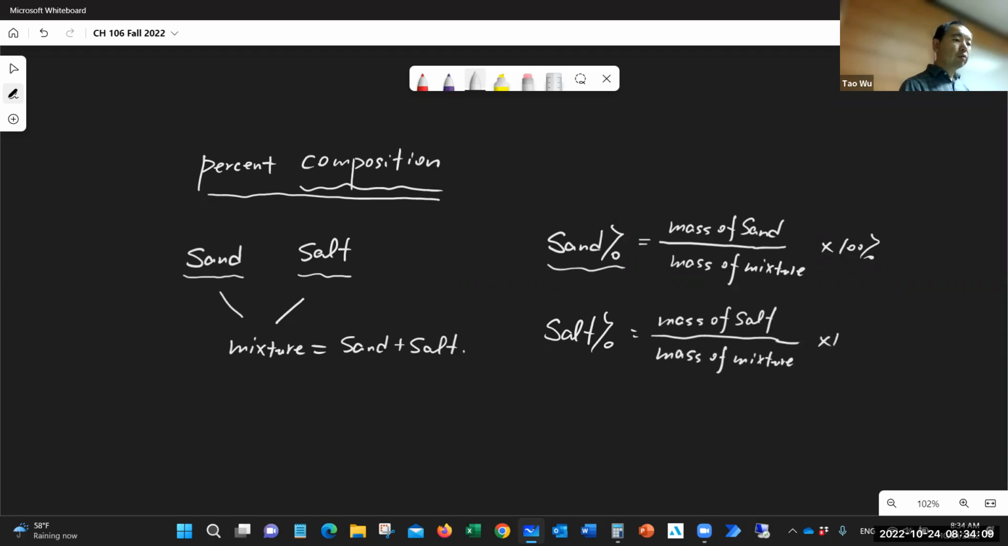And times 100%. Okay, so this is how we figure out percent composition. If we talk about a mixture, you want to figure out the percent composition for each of the species in the mixture. This is how you do it: the mass of one part of the mixture divided by the total mass of the mixture. That's it. And times 100%.